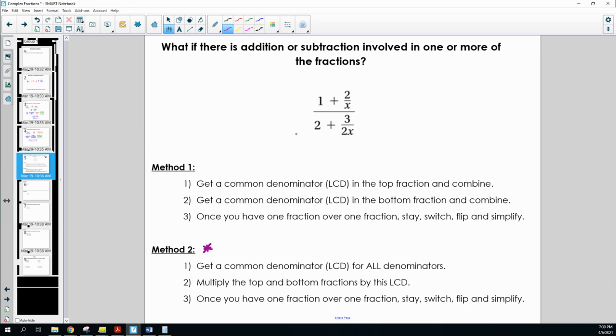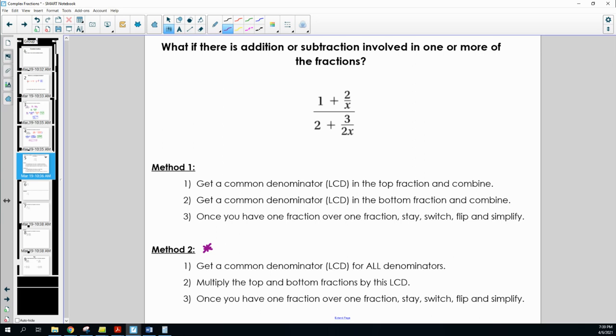So we're going to do both methods on the same problem. Basically, method 1 involves splitting this up into the top and the bottom. So you're going to isolate the top fraction and get a common denominator and simplify it. You're going to do the same thing with the bottom fraction and simplify it. And your goal is to get one fraction on the top and one fraction on the bottom. And then once you have that, we're just going to do what we've done before. We're going to have that division that we're going to stay switch flip and change to multiplication.